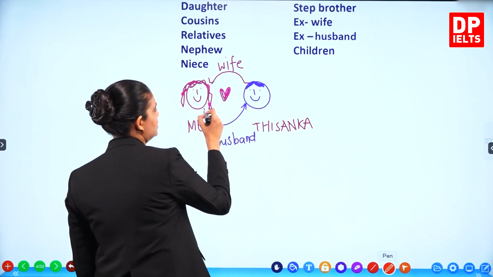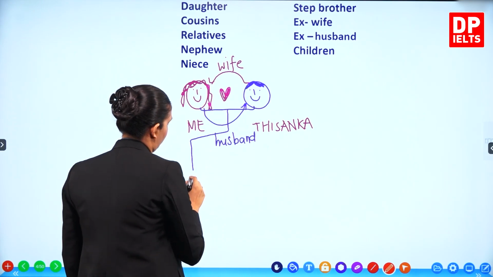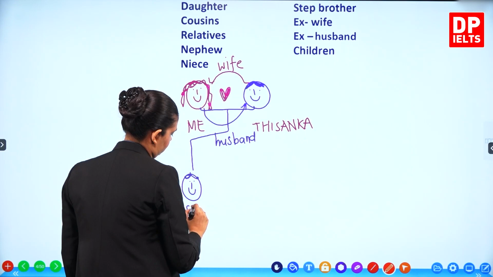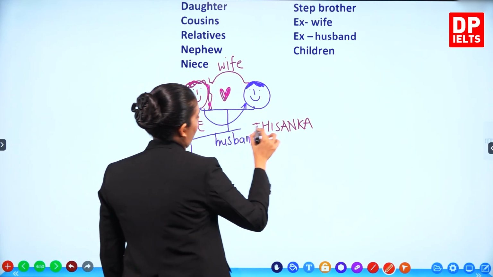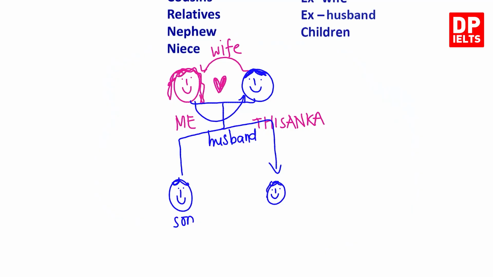So both of us together, right? We have a son, okay, and a daughter, right? Actually, I have two sons, so I'm just going to draw another son here. Okay. Right. So I have two sons and a daughter, right?